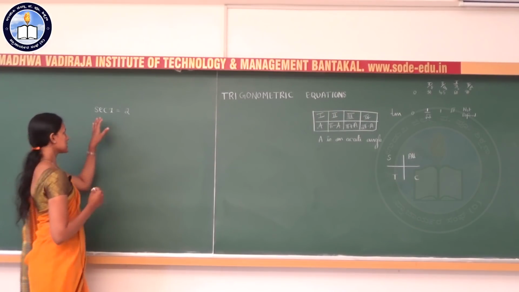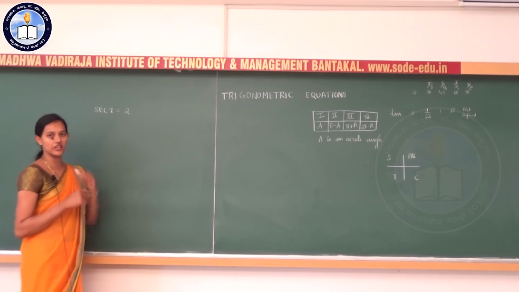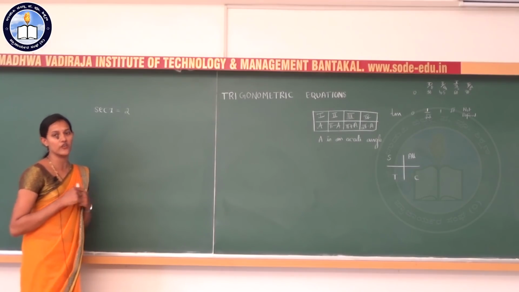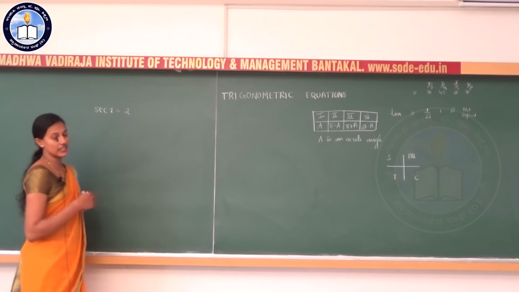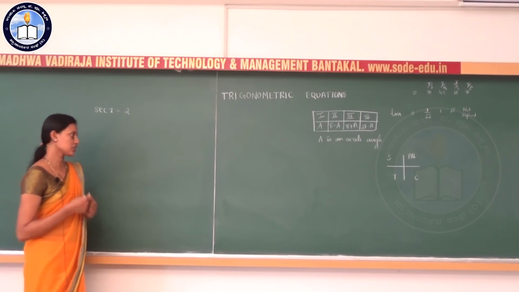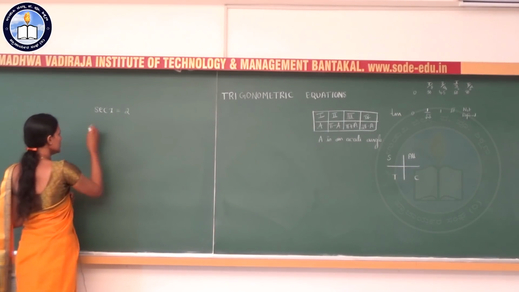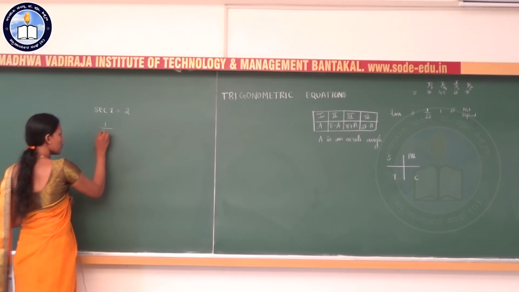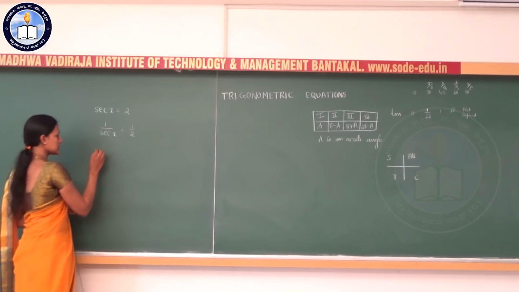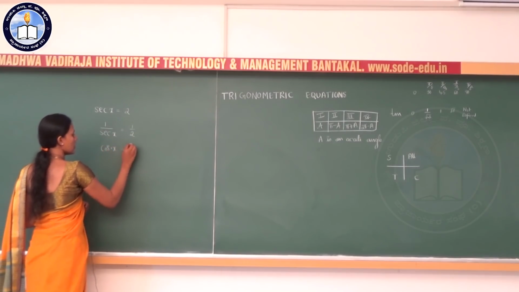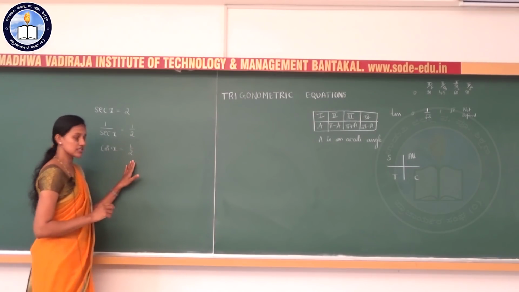Next example, secant x is equal to 2. It would be easier if the trigonometric functions in the trigonometric equation is sine, cos or tan. So let us try to write secant x in terms of cos. We know that secant is reciprocal of cos. So let me take the reciprocal of this equation. So it will be 1 by secant x is equal to 1 by 2, and 1 by secant x is cos x. So cos x is equal to half. Cos x is equal to half is the equation.